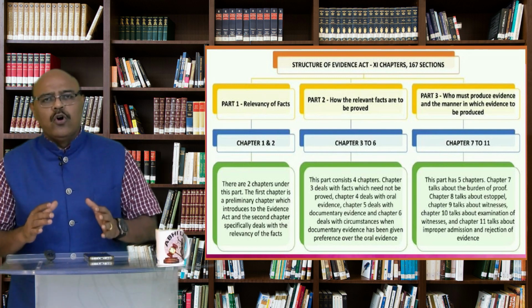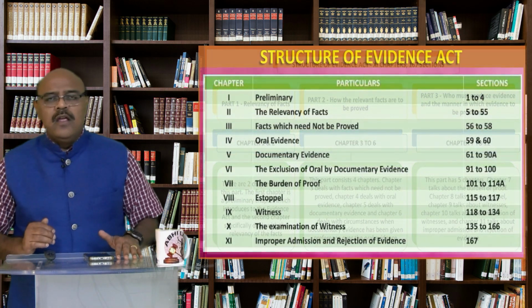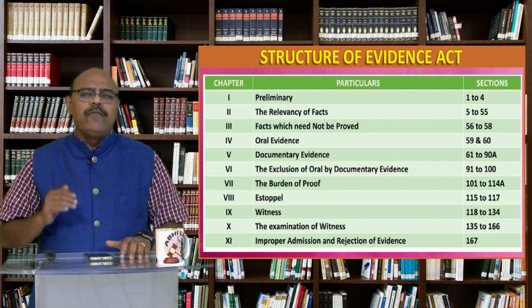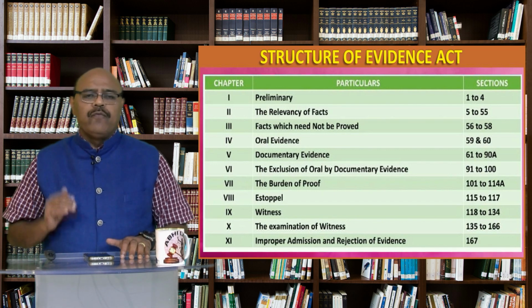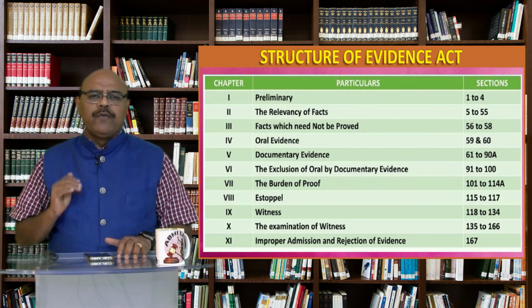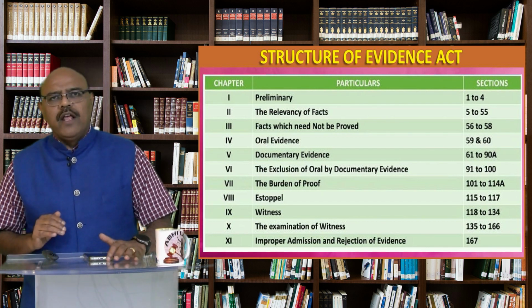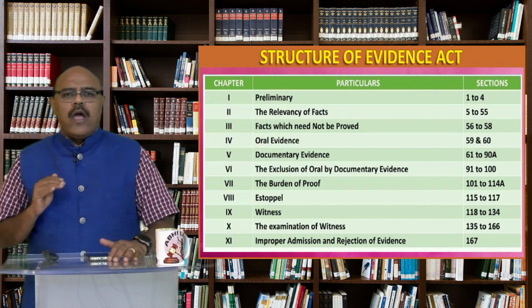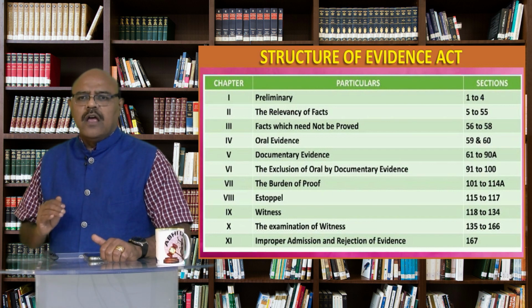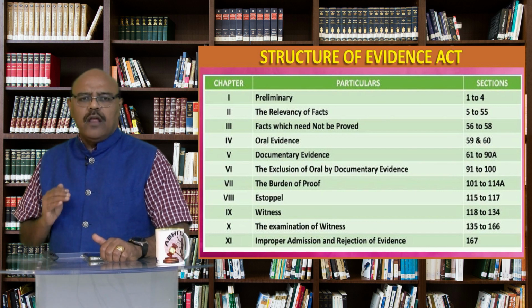Now we will just go through all the 11 chapters. The first chapter is preliminary, sections 1 to 4. The second chapter is relevancy of fact, sections 5 to 55. Then chapter 3, facts which need not be proved, sections 56 to 58. Oral evidence, sections 59 to 60. Documentary evidence, 61 to 90A. Exclusion of oral by documentary evidence is 91 to 100. Burden of proof, 101 to 114A.